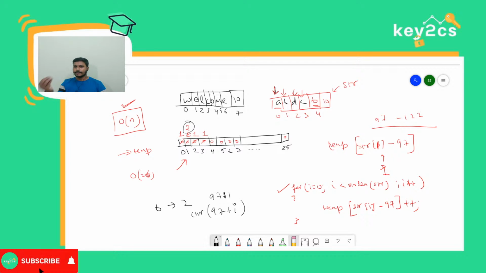It may happen that a particular alphabet has occurred multiple times. That is not an issue. All the alphabets must be present. So if there is any 0 in the array, then that would not be a pangram. But if there is no 0 in the array temp, then we can conclude that the string contains all the alphabets, so that is a pangram. I hope you are following this. Let me know in the comment section, guys, if you could follow, or do you need me to repeat this thing?